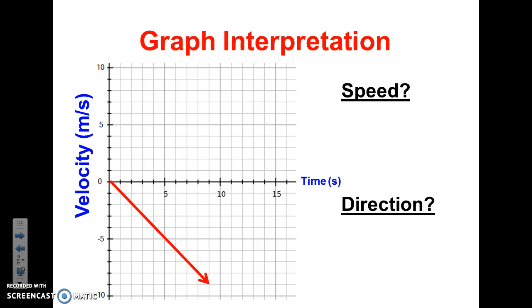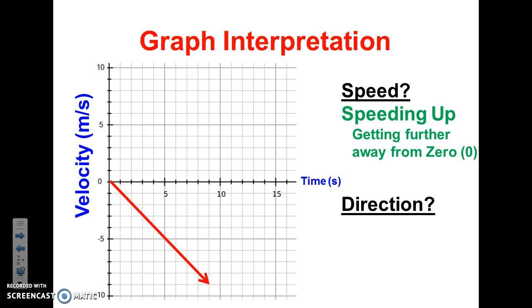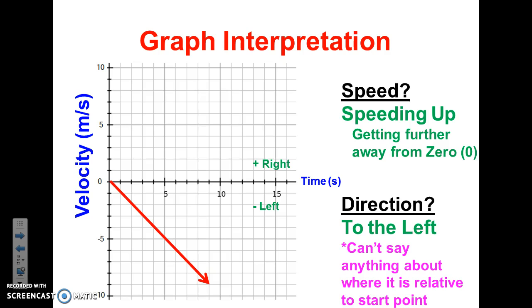Here I have an object that is again speeding up. I'm getting further and further away from my 0 point, even though it's a negative number. I'm still getting further away from 0, so I'm speeding up. Positive side of the velocity graph, negative side of the velocity graph. The negative side of the velocity graph just means that I am moving to the left. And again, I don't know where I am relative to the start point.